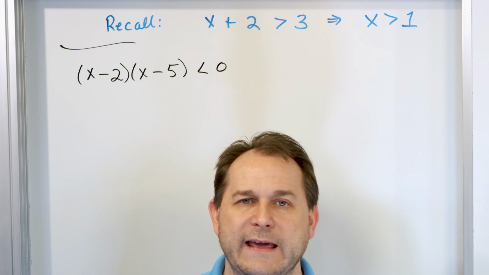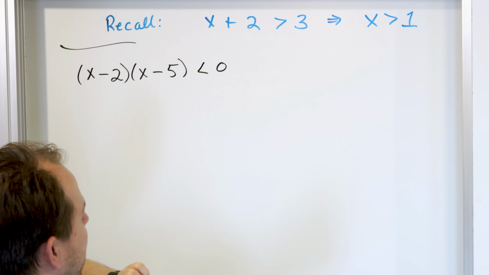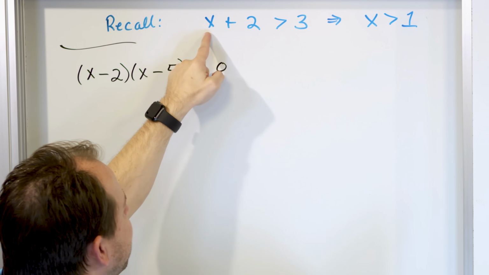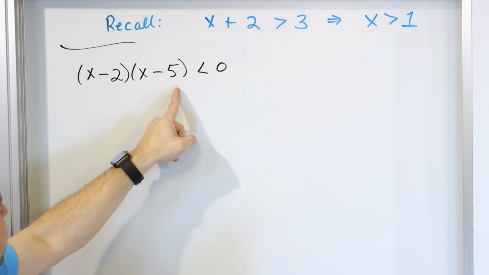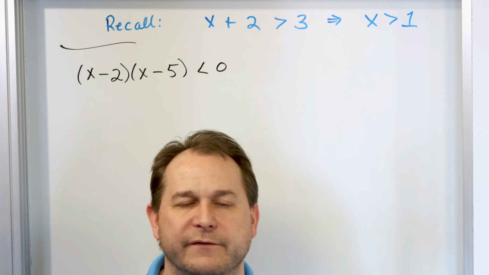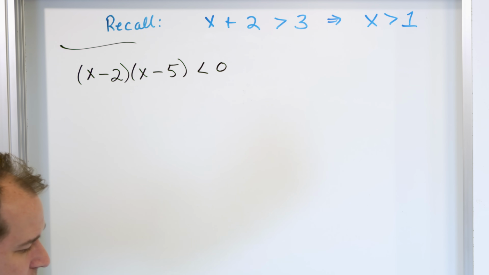But the same sort of thing applies. We're still trying to just figure out values of x that make this inequality true. Just like we were just trying to figure out values of x here that make this expression larger than 3, here we're trying to figure out any and all values of x to make the product of these two things less than 0.